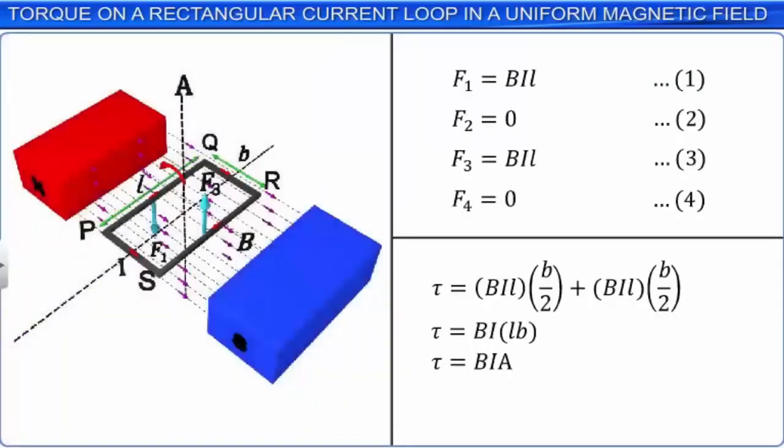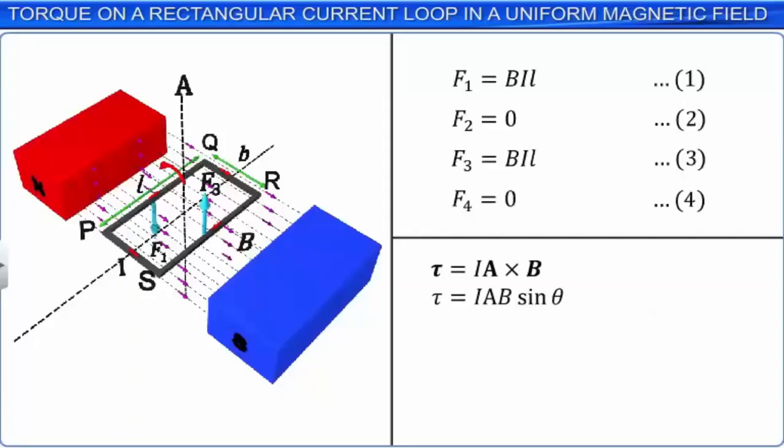Hence, the direction of the area vector in this case points into the loop when we observe it from top, such that the current in the loop is in the clockwise direction. If theta is the angle between the two vectors, then the torque on the loop is given by the cross product IA cross B, whose magnitude is equal to IAB sin theta. We now define a new vector, magnetic moment, denoted by M, which is equal to the product of I and A.